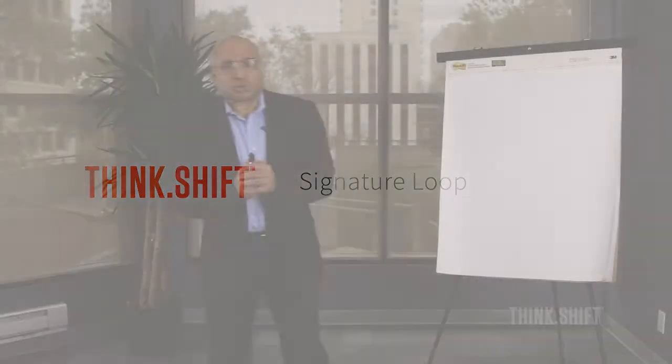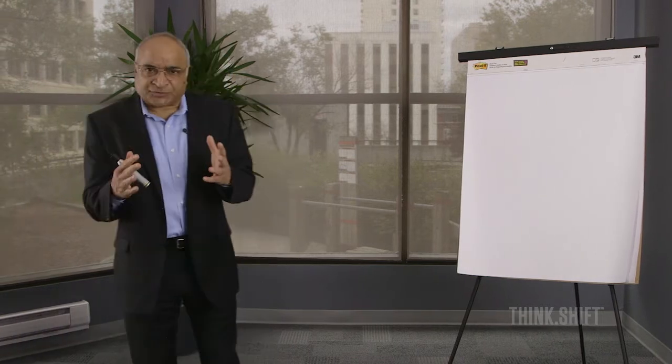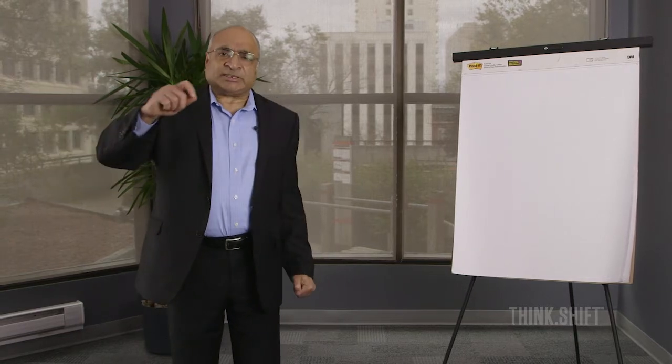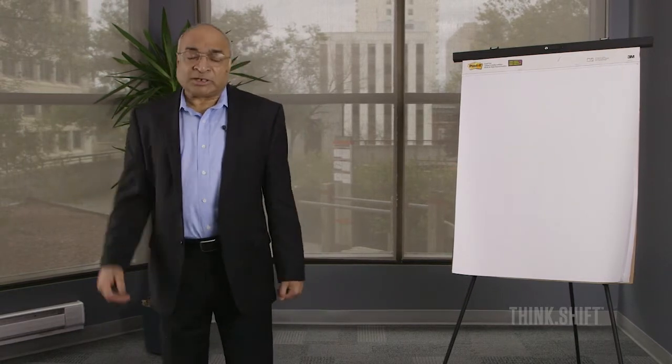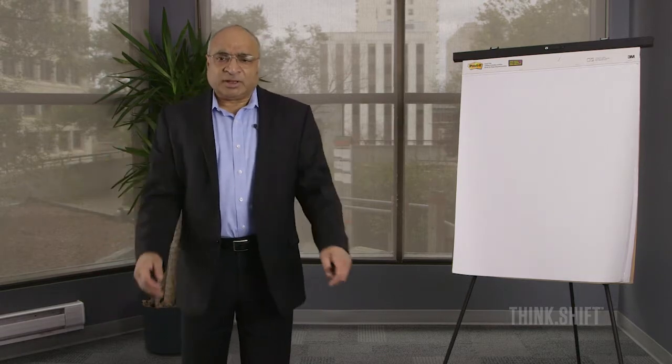Today we are going to talk about a tool called the signature loop. The tool is useful for understanding who should sign off on something. We all in our companies have different things that require signatures. Sometimes management has to approve something, or multiple managers have to approve something, or multiple departments have to approve something. And so we go around getting different people's signatures on things.